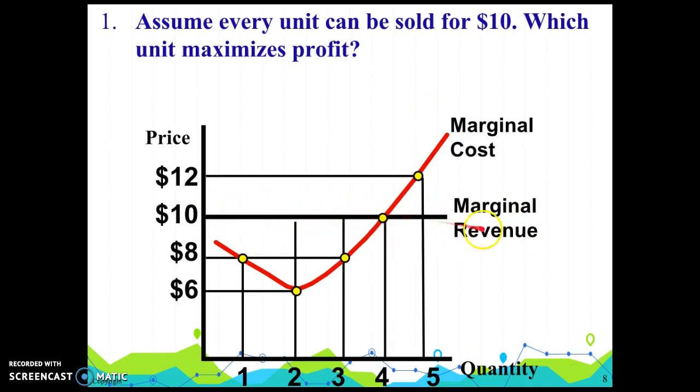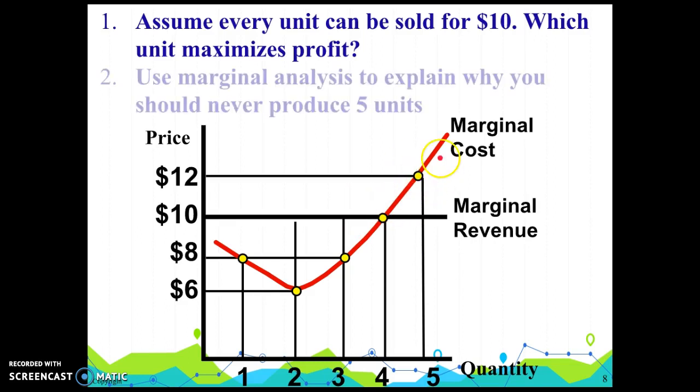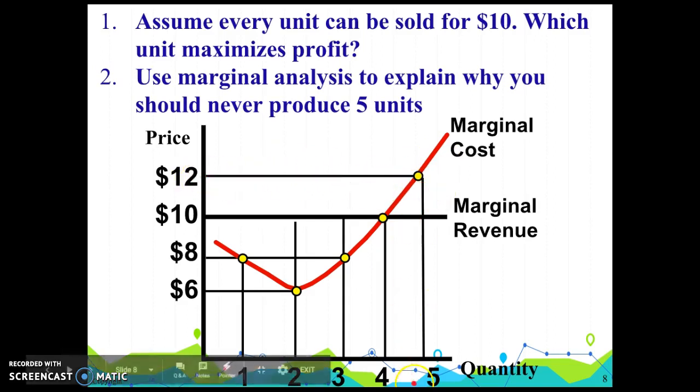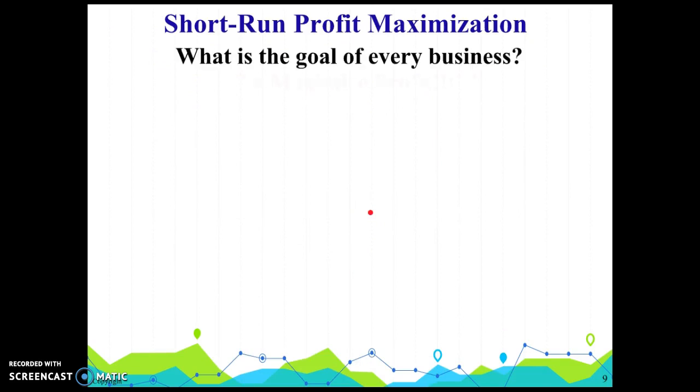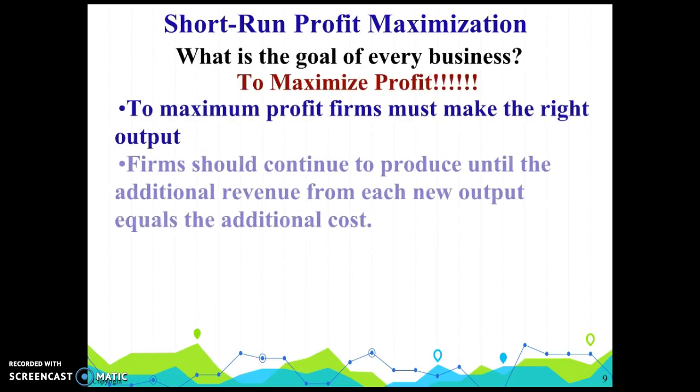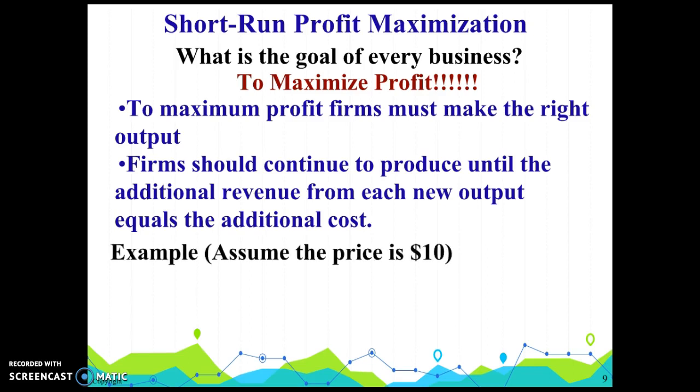Well, MR is right here, it's always 10. MC curve is right here. We should produce 4 units where MR equals MC. That's where the marginal revenue equals marginal cost. We don't want to produce 5 units, right? Because if we produce the 5th unit, it's going to cost us $12, but our marginal revenue for 5 units will still be 10, so we would lose $2. We don't want to do that. The magic rule is MR equals MC. MR equals MC is the only way we'll make profit at the end of the day. So we want to maximize profit. That's the goal of every firm, right? We're going to produce until MR equals MC.